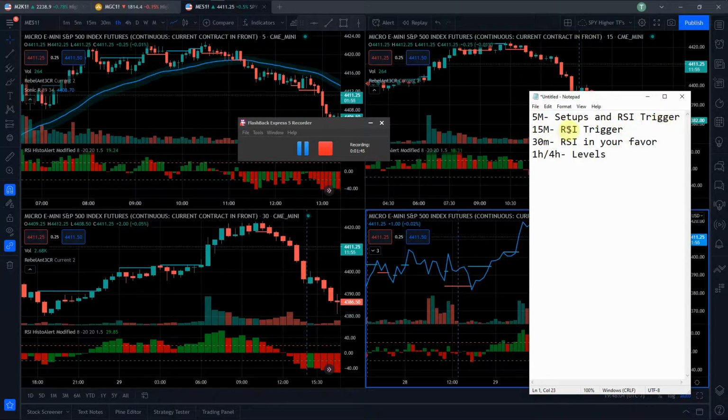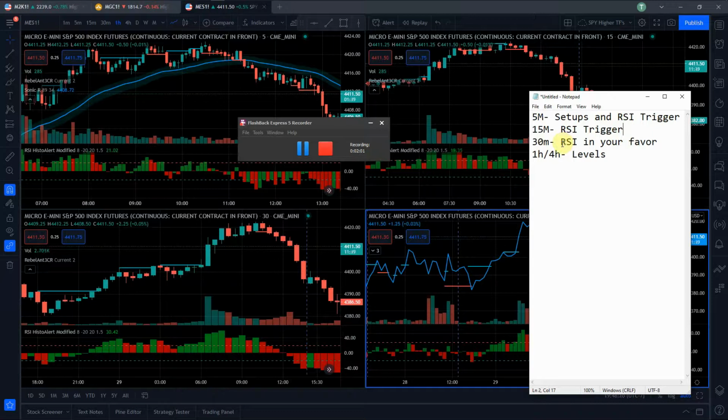On the 15-minute, I need an RSI trigger because we're looking for momentum on the higher time frame. So as we move up, you want to make sure and confirm RSI is agreeing with you. 30-minute, you can see I have RSI trigger and then I have RSI in your favor.